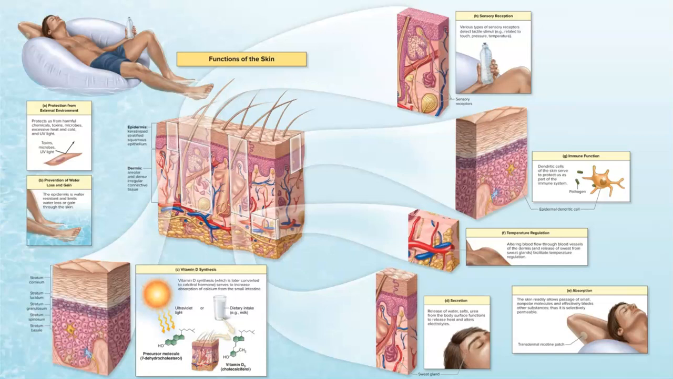A major function of the skin is to convert a steroid molecule into vitamin D that's later converted to calcitriol. This begins when sunlight strikes the skin. It causes vitamin D to be formed. When it gets converted to calcitriol, that's the active form of vitamin D. Its role is to increase your absorption of calcium from the food products in your small intestine that you've digested.